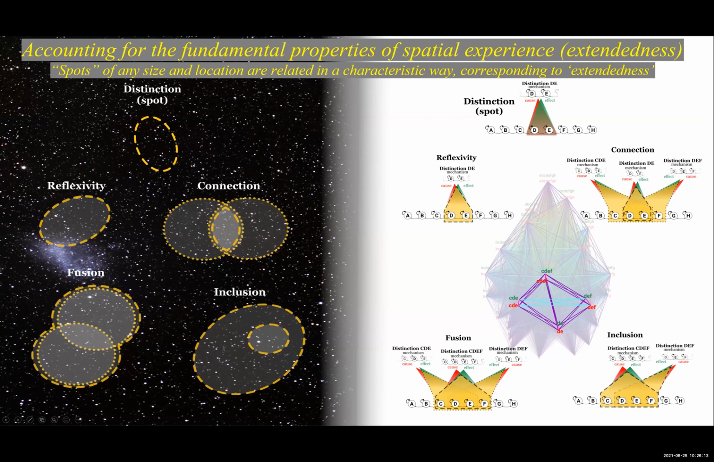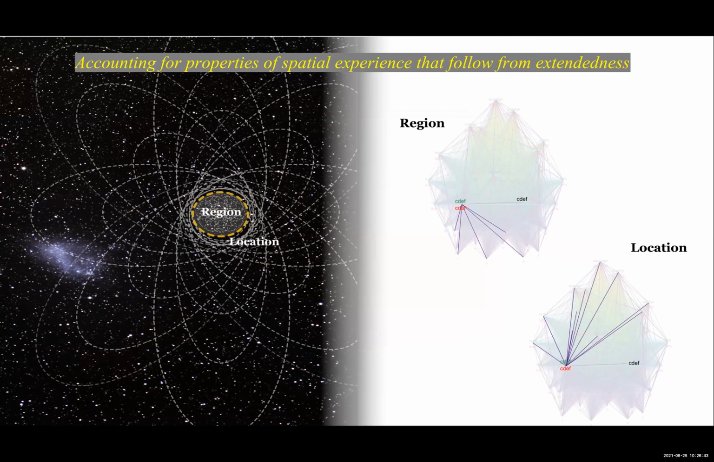So their cause and their effect are partially overlapping, which gives rise to a physical relation that can be measured also in terms of its phi value, its existence. Fusion: you can take two distinctions and you'll always find one that actually is the fusion of the two, and vice versa. And inclusion: for every distinction, you can always find another one that either is included by it or includes it. So you do this systematically. Here you just see a few illustrated, and you unfold this large cause-effect structure. And you can account in physical terms, as substructures, for the properties of spatial experience, including all those properties that follow from these four.